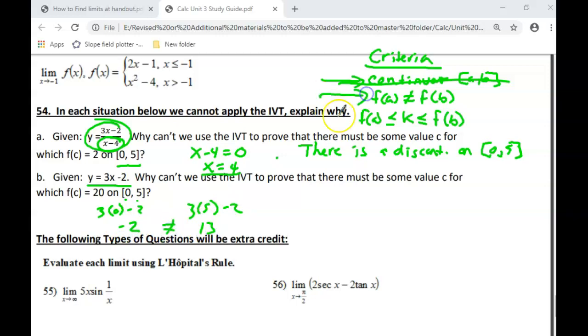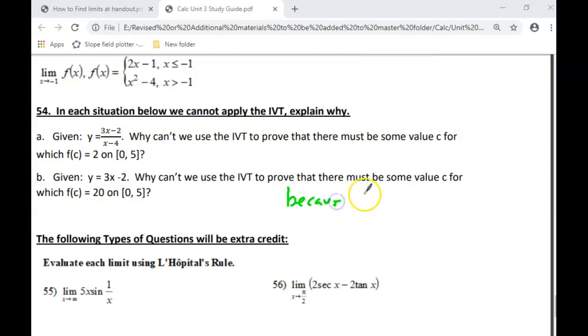So that means the only reason why this can't work is because our k value must not be in between there, and that is indeed the fact. Here's my k value. Is 20 in between those two numbers? And the answer is no. So here's our reason then for part B.